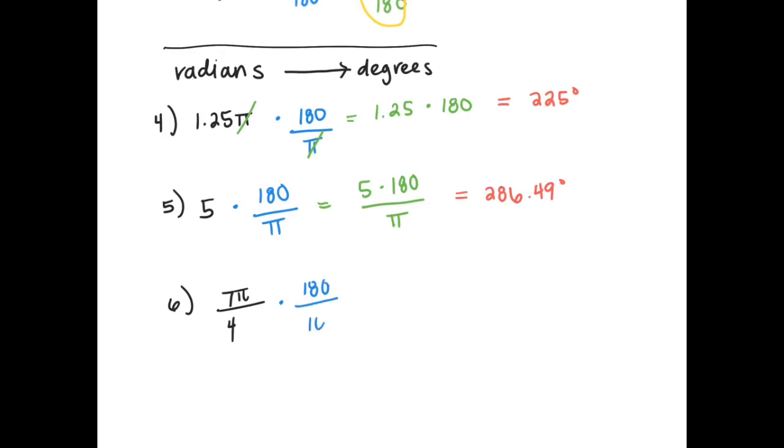This time we've got 7 pi over 4. Same procedure, multiply by 180 over pi. Pi's cancel, so I'm going to multiply 7 times 180, divide that by 4, and I get 315 degrees. So that's going back and forth between radians and degrees.